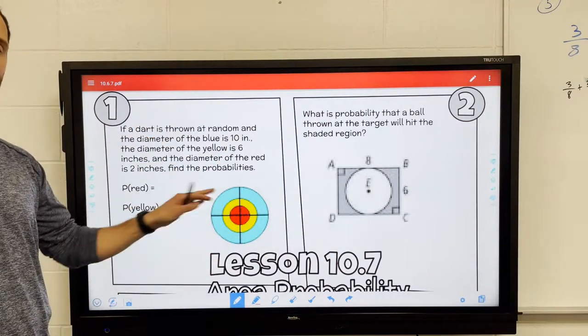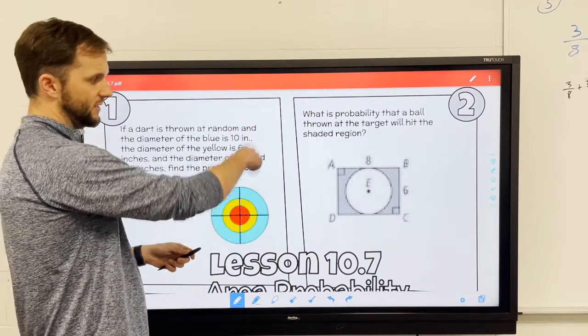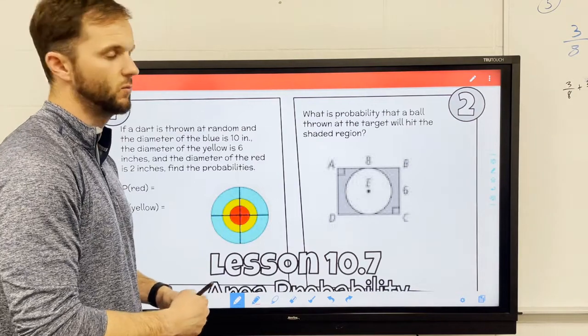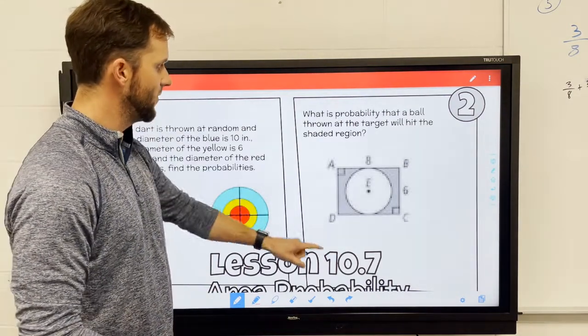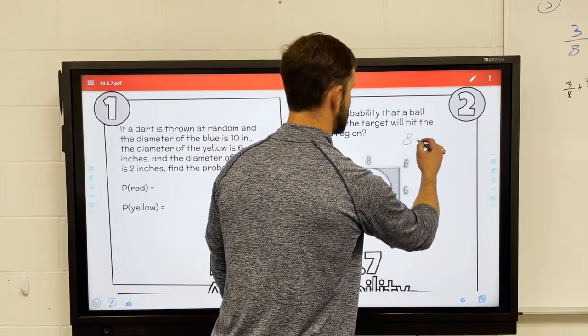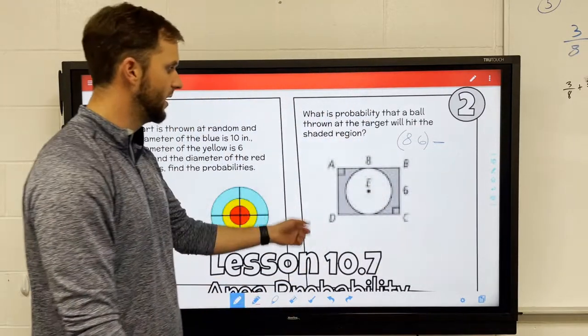So I want the shaded region, okay? In order for me to get that shaded region, I have to take the total and cut out that circle. That's going to give me my shaded region. Right now I have a rectangle, and the area of a rectangle is base times height. So I'm going to do 8 times 6, and then I'm going to have to subtract out the area of the circle.